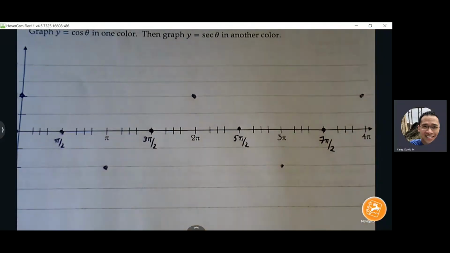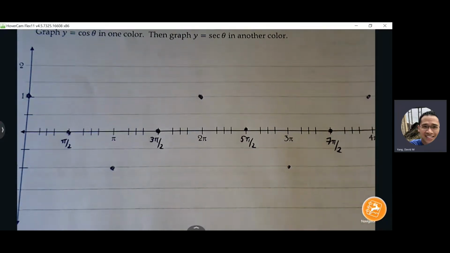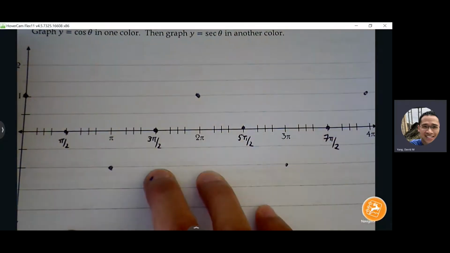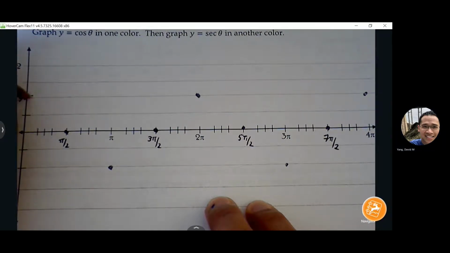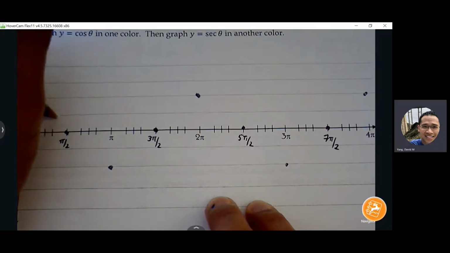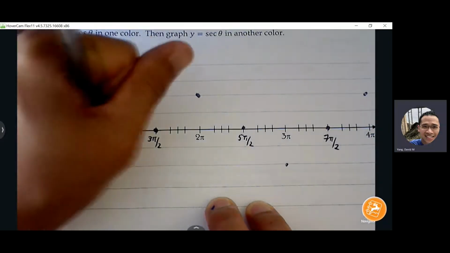We're not going to worry about plotting all those decimal points because we already have an idea of how our secant graph is going to look. So use dotted lines to create your imaginary cosine graph, because it really is in the background. It's not what we're really after, but it just makes the secant graph a lot easier to plot if we can have this in the background.